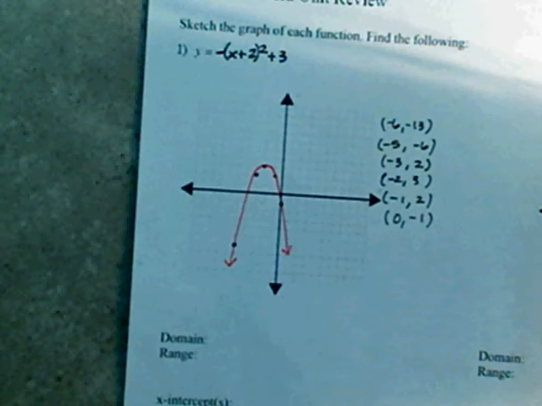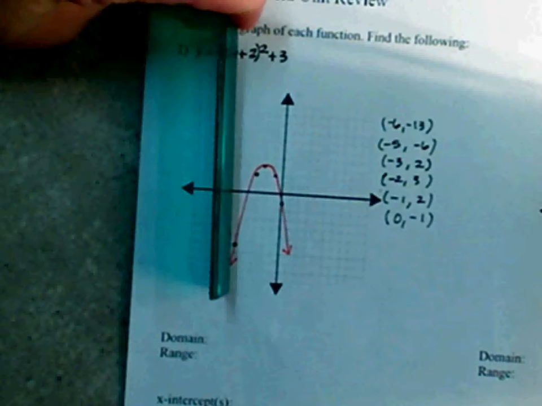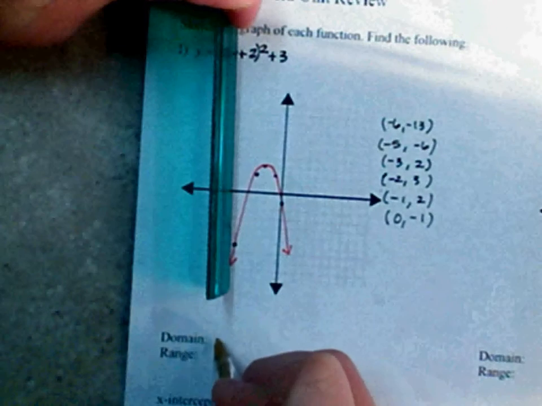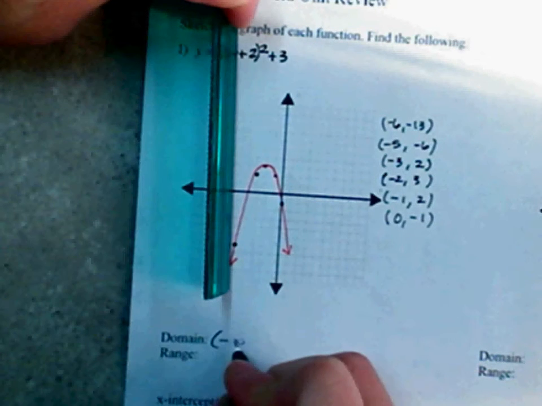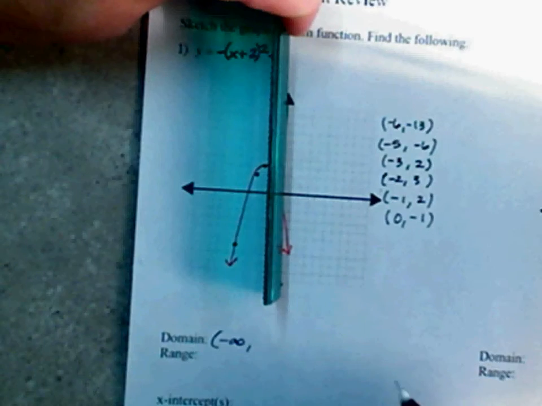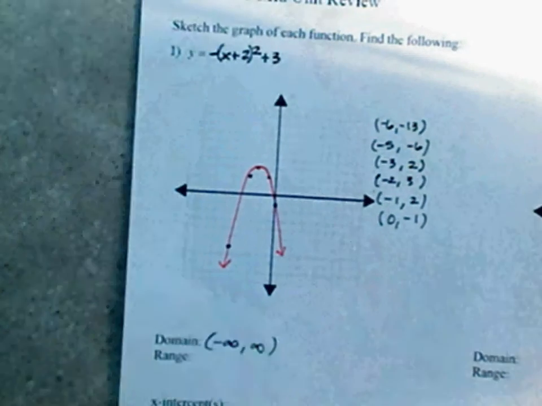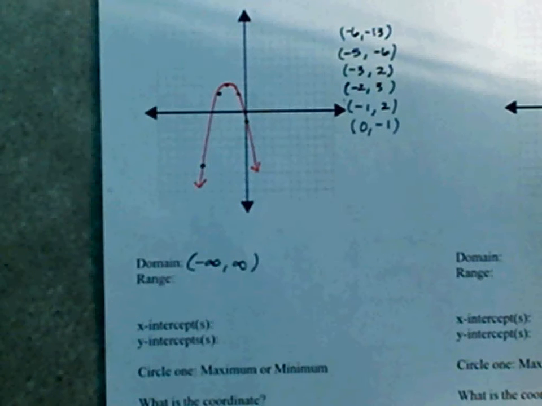All right. Now let's go and find our domain. Okay? Your domain goes from here to the left. What's over here? Negative infinity. Going to the right. Where is it going to the right? Positive infinity. Good job. Okay, let me move that up so you can see it better. All right. See how you went from left to right?